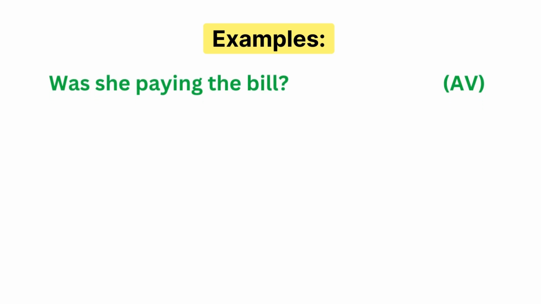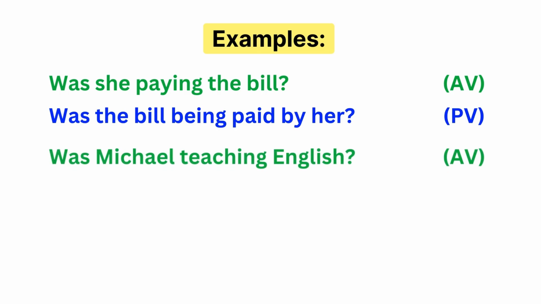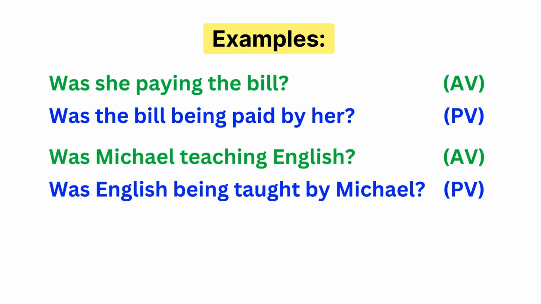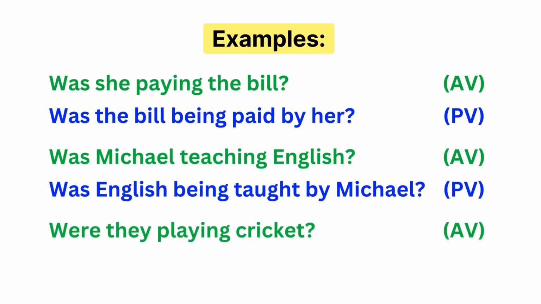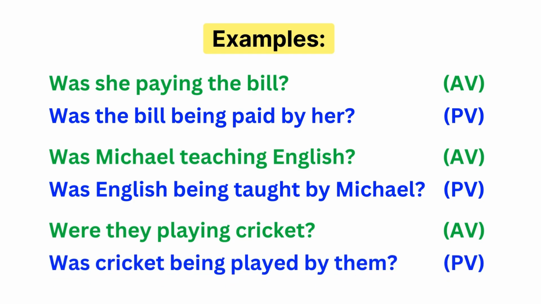Let's see some more examples to clarify this. Was she paying the bill? Was the bill being paid by her? Was Michael teaching English? Was English being taught by Michael? Were they playing cricket? Was cricket being played by them?